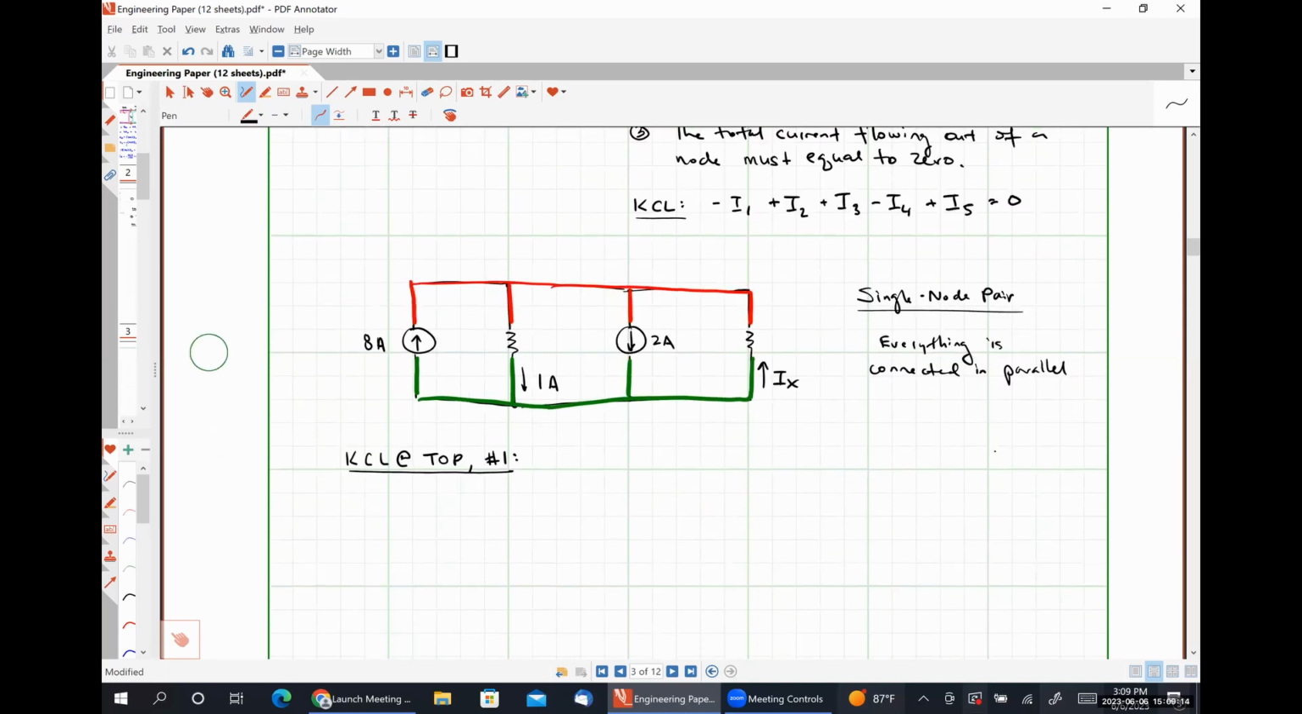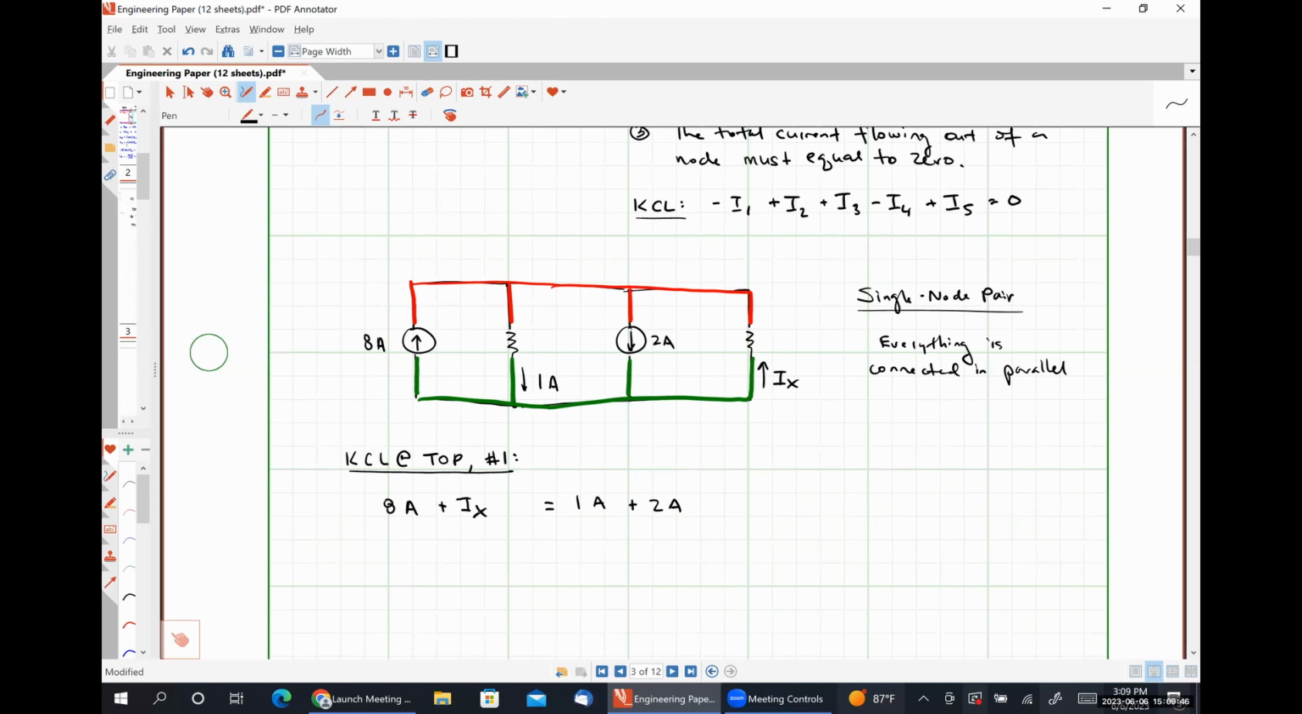Okay. So my 8 amps of current from my leftmost source is flowing in, so I'm going to put it on the left-hand side. Put my equal sign here in the middle. The 1 amp is flowing out, so it's going to go on the right-hand side of the equal sign. My 2 amps is flowing out of the top node, so it's going to go on the right-hand side of my equal sign. And the current Ix is flowing into the top node, so it goes on the left-hand side of my equal sign.